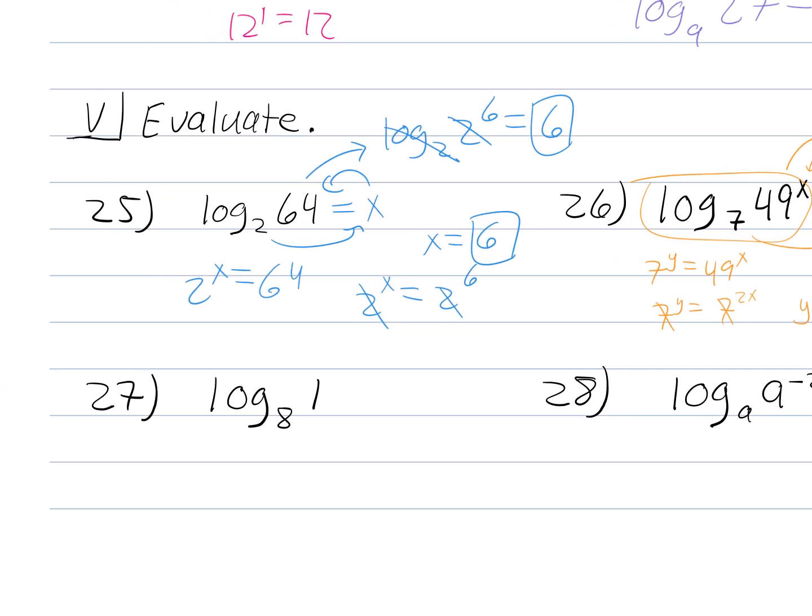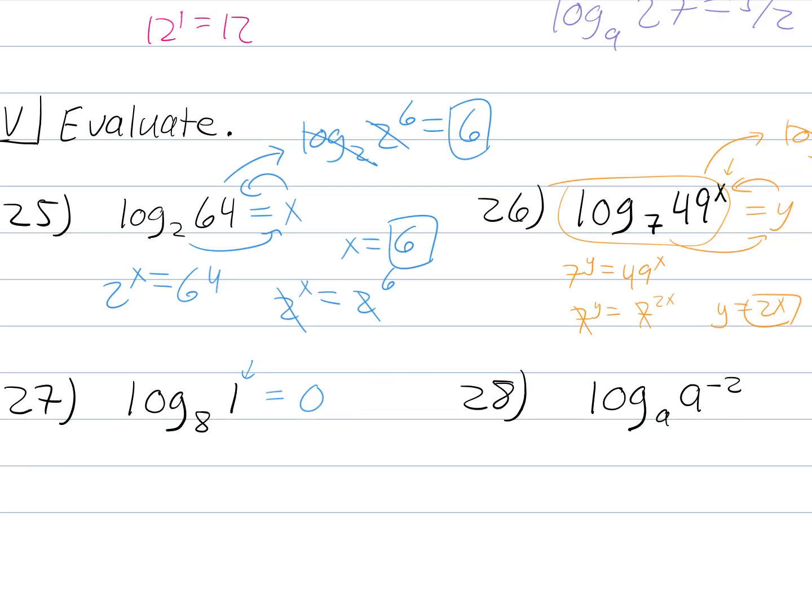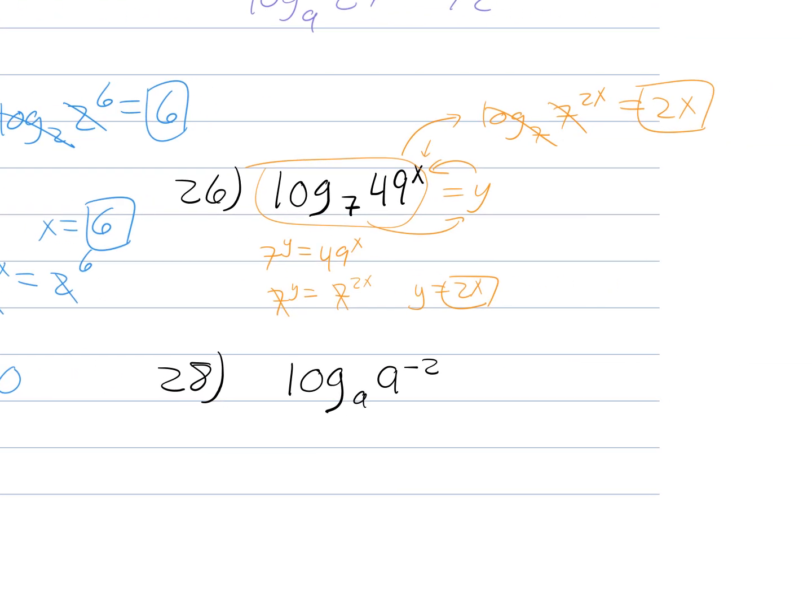I'll show you with 27. This is something that I wouldn't actually convert to exponential because this is a property, a super easy one at that. Anytime you see 1 on the inside of your logarithm, this is always going to get you 0. And you can always confirm, if you raise 8 to the power of 0, you do get 1. All right? And then something like 28, this is another property. So log base a and a are going to cancel out, and you're just left with -2.